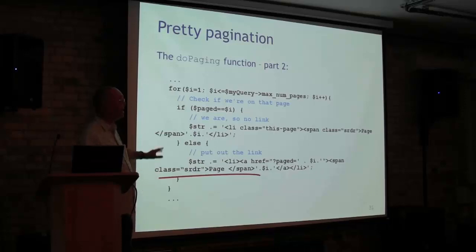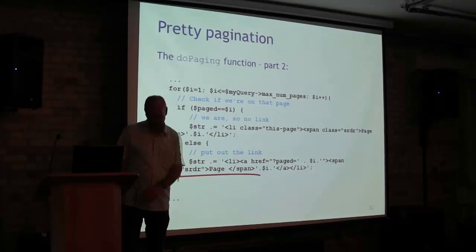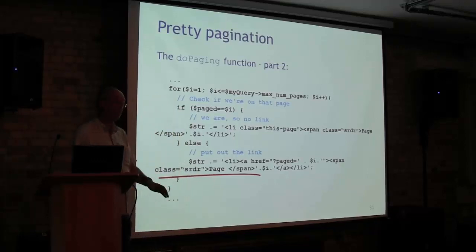Now in your style sheet, and I've not talked at all about style sheets in this, you're going to have to do that styling yourself. But I've got this span here, which is set to the class of SRDR, and that's basically hidden from sighted users, but it's available for screen reader users. And so it just gives a bit of context for what's going on.